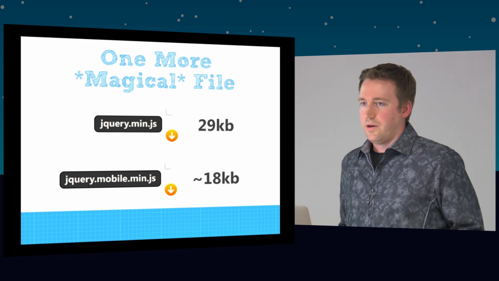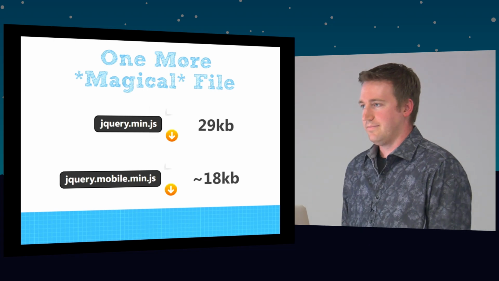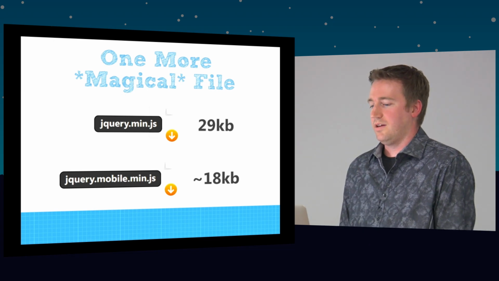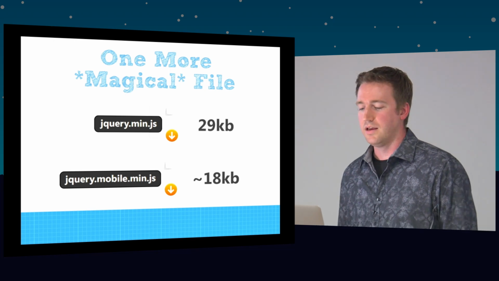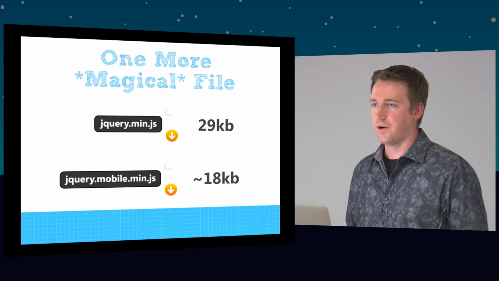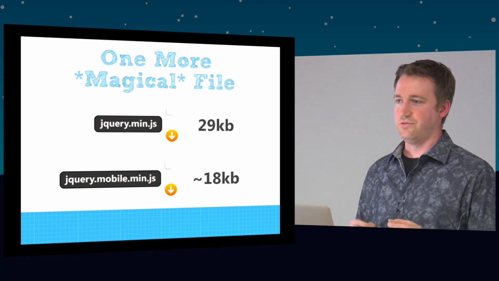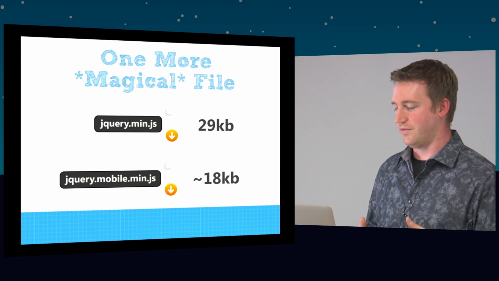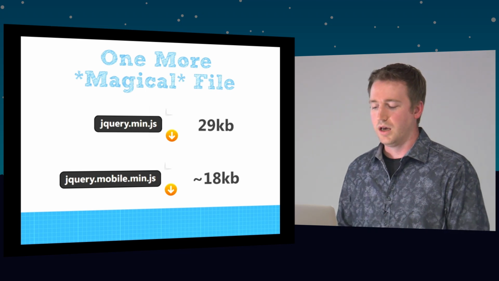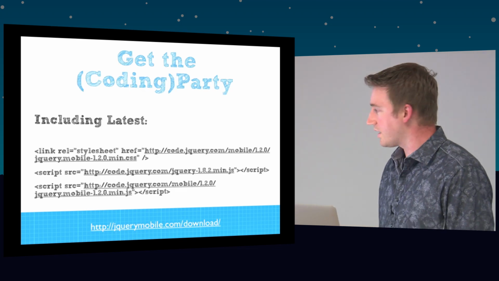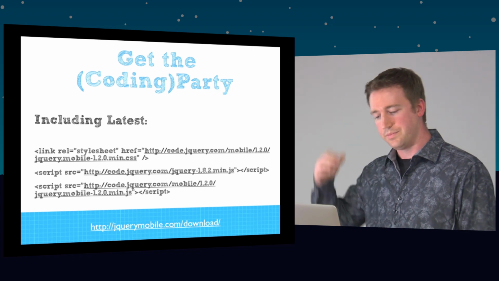So how do I use jQuery Mobile? Well, it's basically, in my mind, one more magical file. I mean, most of us are using jQuery in our websites already, and we're familiar with how that works. But including the jQuery Mobile framework is basically just including another file. There's not a special mobile flavor of jQuery or whatever. It's a separate file that contains all the logic for the framework. So if you want to get started with it, you basically include the CSS and then both jQuery and jQuery Mobile.